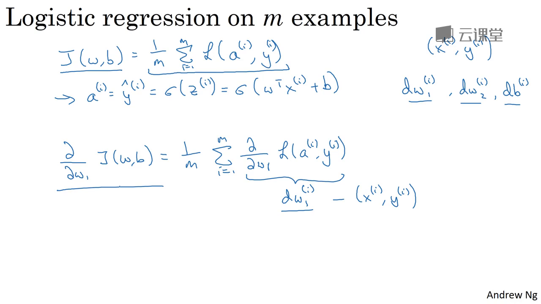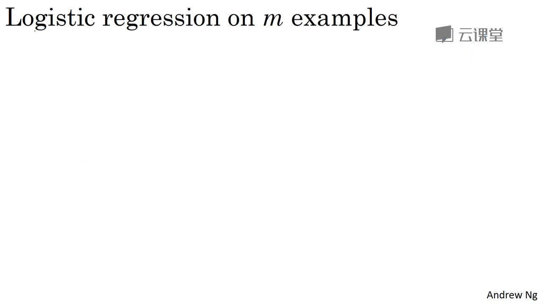So I know there were a lot of details, but let's take all of this and wrap it up into a concrete algorithm, into what you should implement to get logistic regression with gradient descent working. So here's what you can do. Let's initialize J equals 0, dw1 equals 0, dw2 equals 0, db equals 0. And what we're going to do is use a for loop over the training set and compute the derivatives with respect to each training example and then add them up.